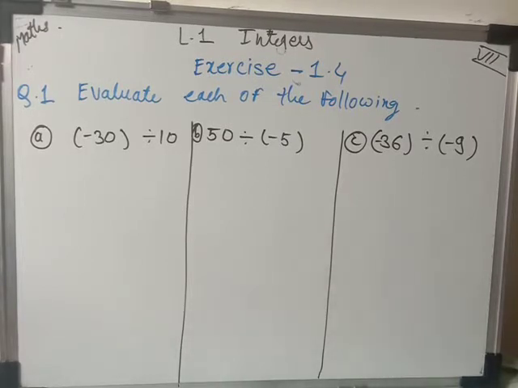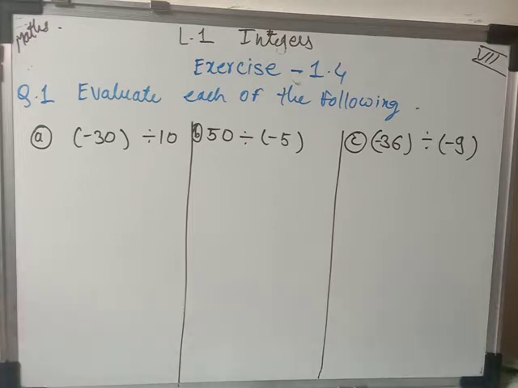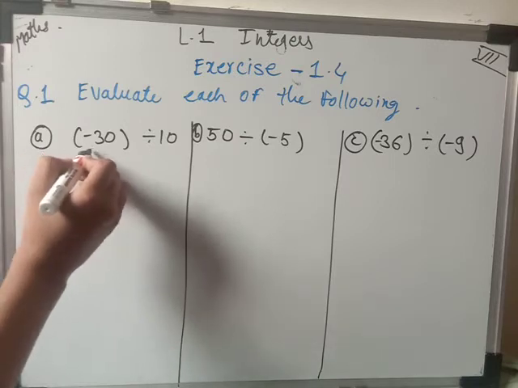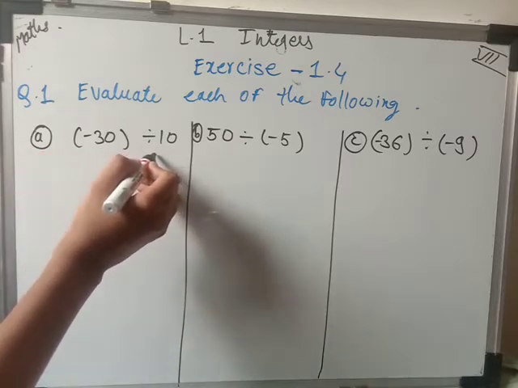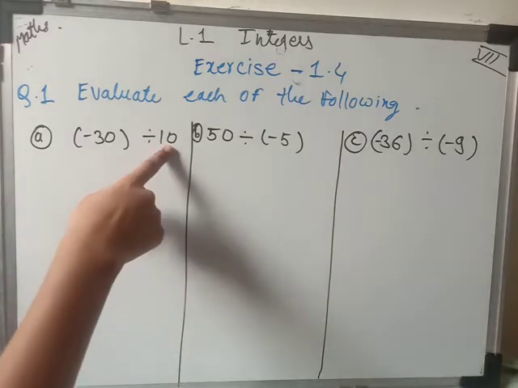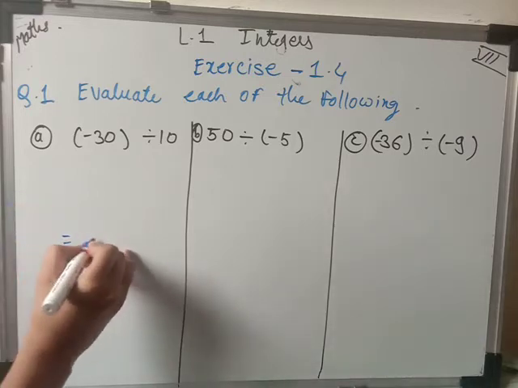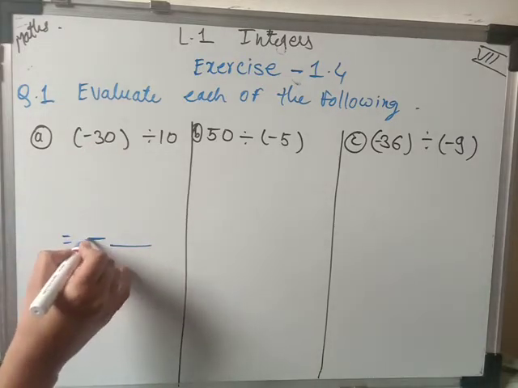Now we are going to start to solve exercise 1.4, and question number 1 is: evaluate each of the following. So here some integers are there which we have to divide. When you are dividing these integers, you have to remember what we have learned about the division of integers. So here, the first is minus 30 divided by 10. Here 2 integers are there, but both have different signs, one positive and one negative. When a negative integer is divided by a positive integer, the quotient is always negative.